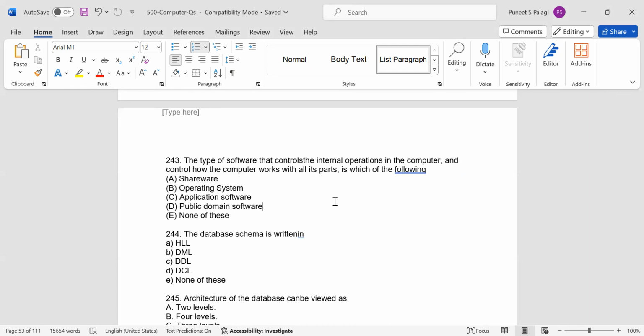The type of software that controls the internal operations in the computer and controls how the computer works with all its parts is which of the following? As you know, it's the operating system.